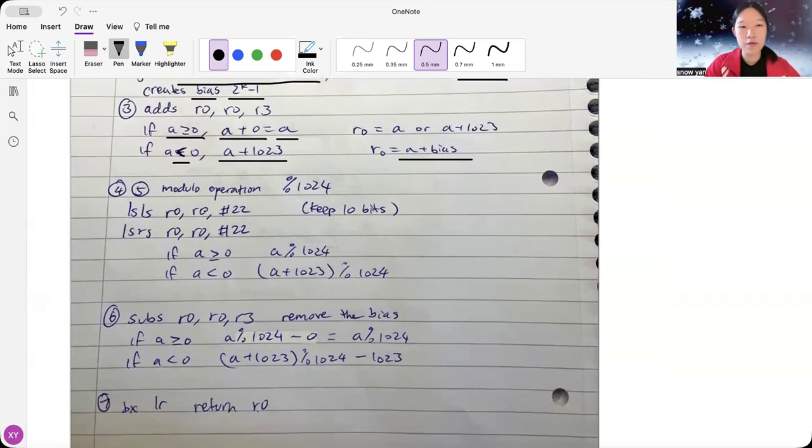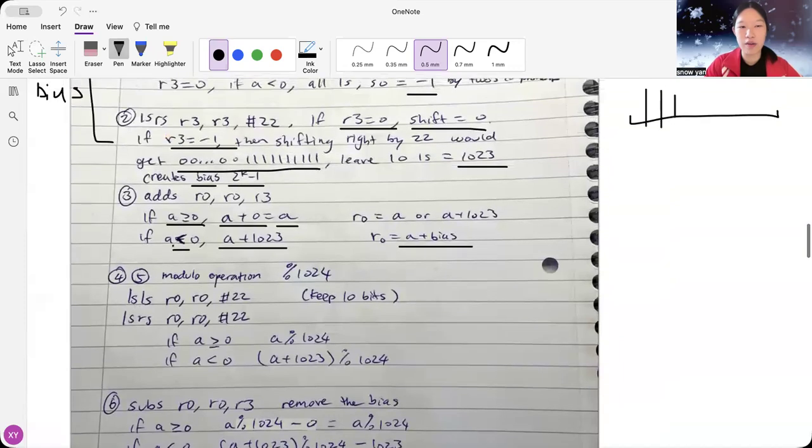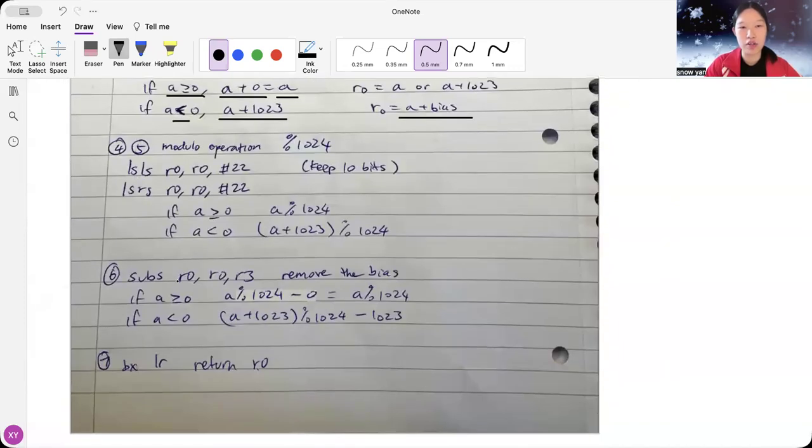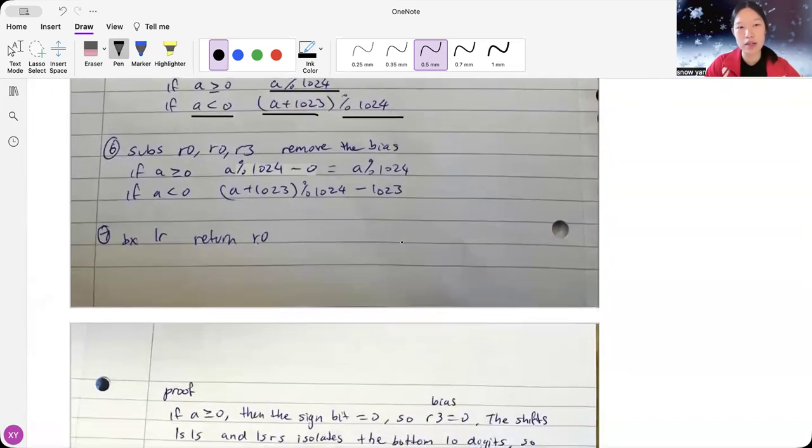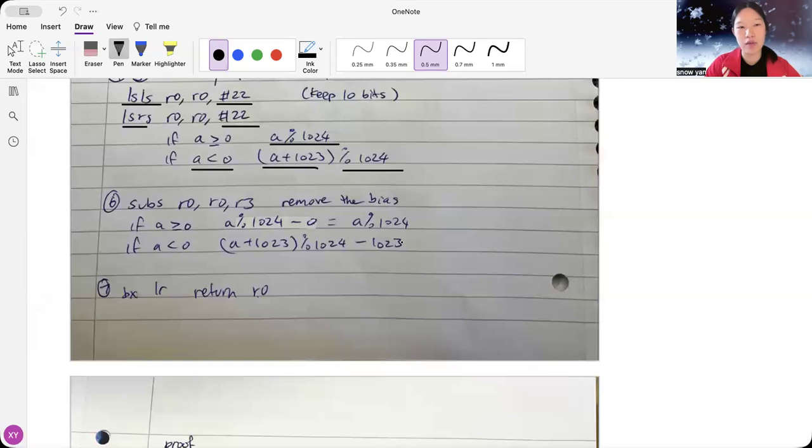Then what I do for part 4 and part 5 with these shifting instructions is just the part from earlier, right? I'm just taking the modulo operation by 1024. So I'm just taking the shift left by 22, then shift by 22 again. So what I'm doing is if A is greater than or equal to 0, I'm just taking the modulo of 1024. If A is less than 0, then I'm just taking A plus 1023 modulo 1024. That's what I'm doing. In part 6, what I do is I want to remove the bias from my number.